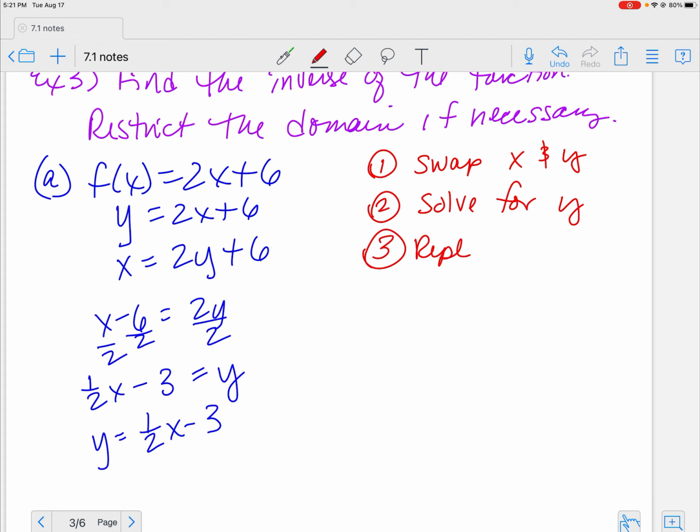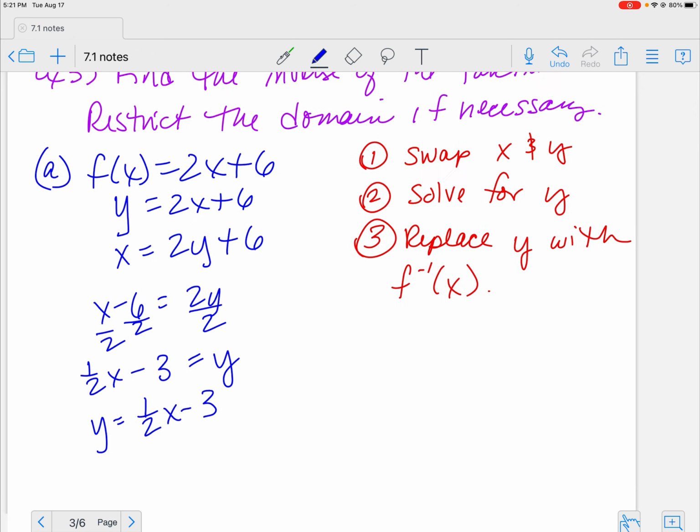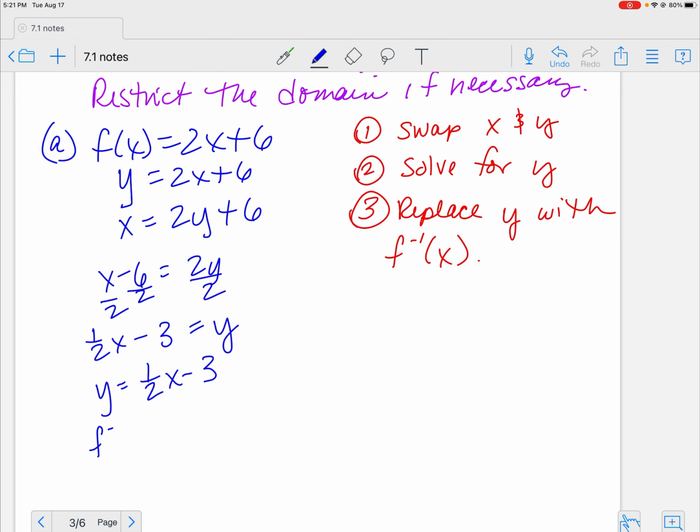Then we're going to replace y with the inverse notation. So if I want to find this inverse function, we did that. And so this is really f inverse of x is equal to 1/2 x minus 3. I don't need to go through here and restrict any domains because I don't have any issues because it's a line, right? So I'm not worried about that on this particular problem.